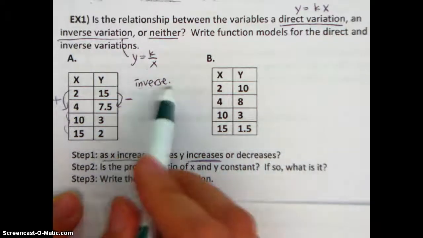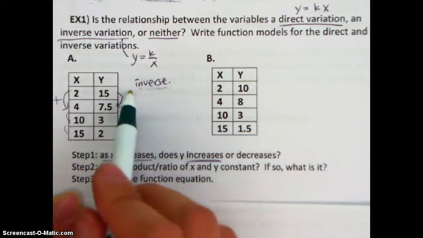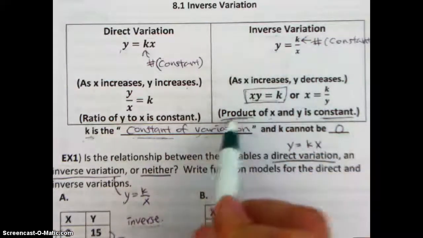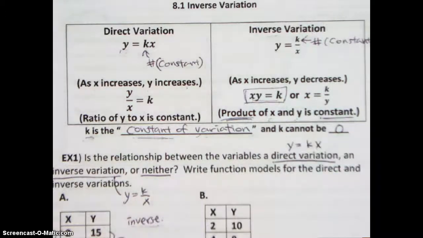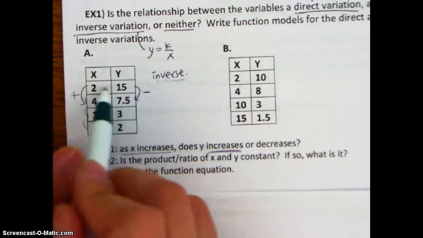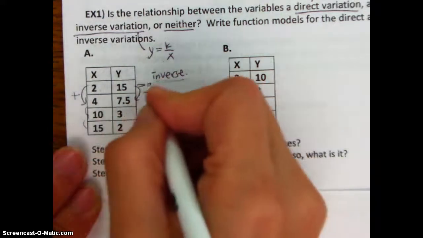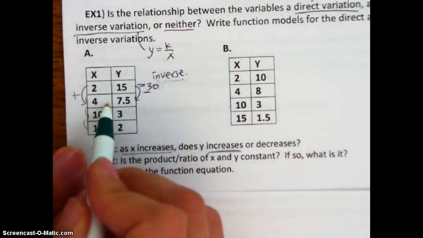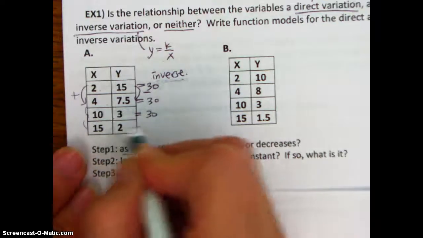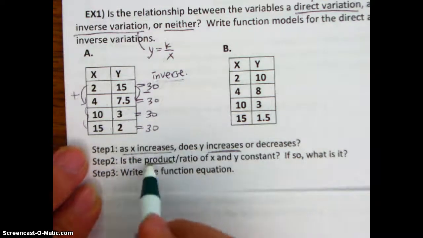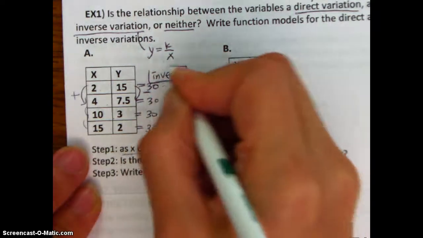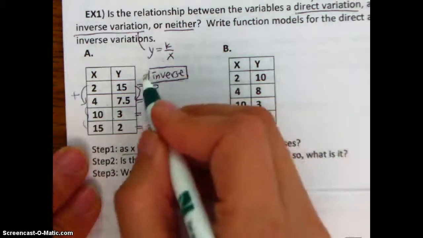Because we are predicting that it might be inverse variation, we have to look at the condition for inverse variation. If it is an inverse variation, the product of x and y must be constant. That means if I multiply x values and y values, I should get the same number. So let's multiply x and y. 2 times 15 is 30. 4 times 7.5 is again 30. 10 times 3 is 30. 15 times 2 is again 30. So the product of x and y is constant. That means it is for sure inverse variation, and we can be confident about that.